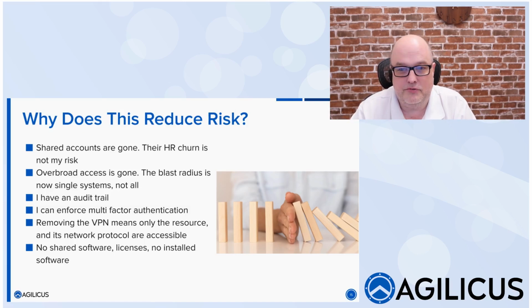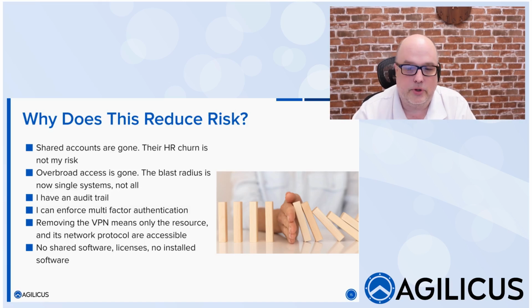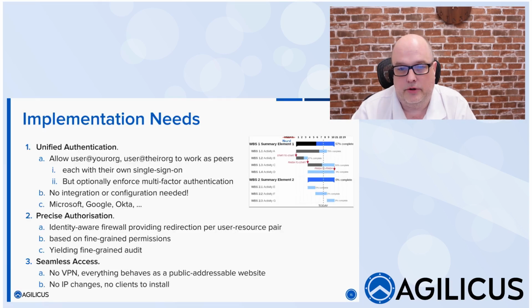There's an audit trail of all activities, trust but verify, Ronnie Reagan. You can enforce multi-factor authentication. This is one of the challenges when you have a third party you're working with and you don't really know what their business practices are. So you can turn multi-factor authentication on in our system. They provide the first factor of authentication through their Active Directory or Azure or Google or whatever, and you force a second in our system. And no shared software, no licenses, just reducing a lot of risk here.